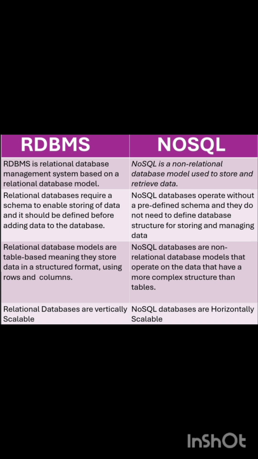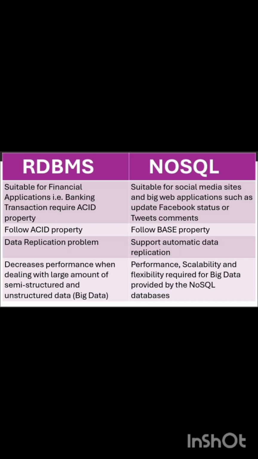Then in RDBMS, relational databases are vertically scalable, but NoSQL databases are horizontally scalable. Then next, RDBMS is suitable for financial applications and banking transactions that require ACID properties, and NoSQL is suitable for social media sites and big web applications, such as updating a Facebook status or tweets and comments. And RDBMS follows the ACID property and NoSQL follows the BASE property.